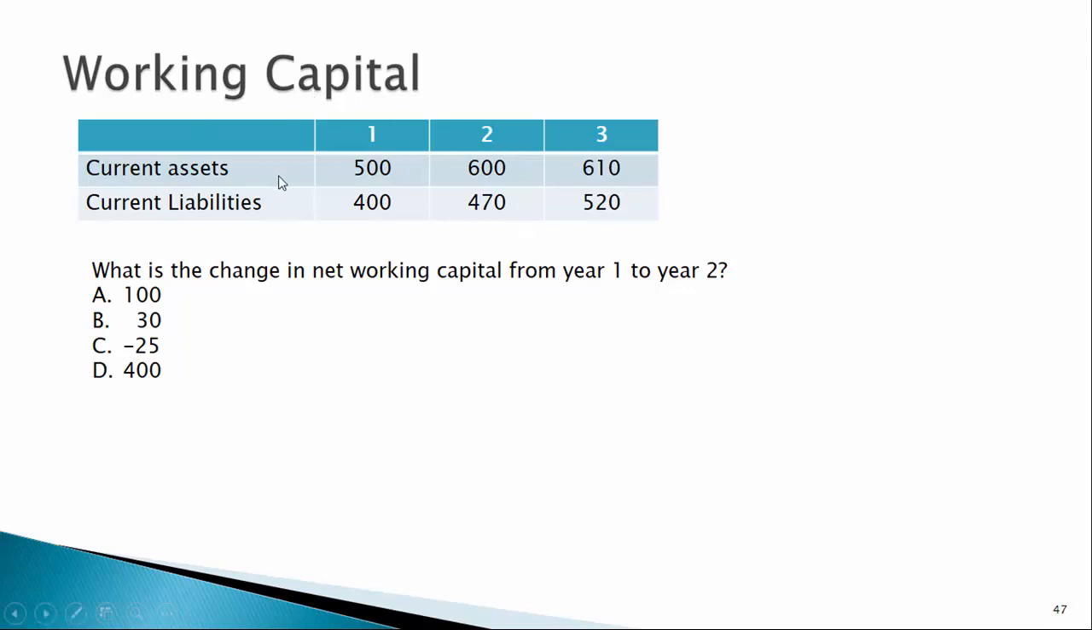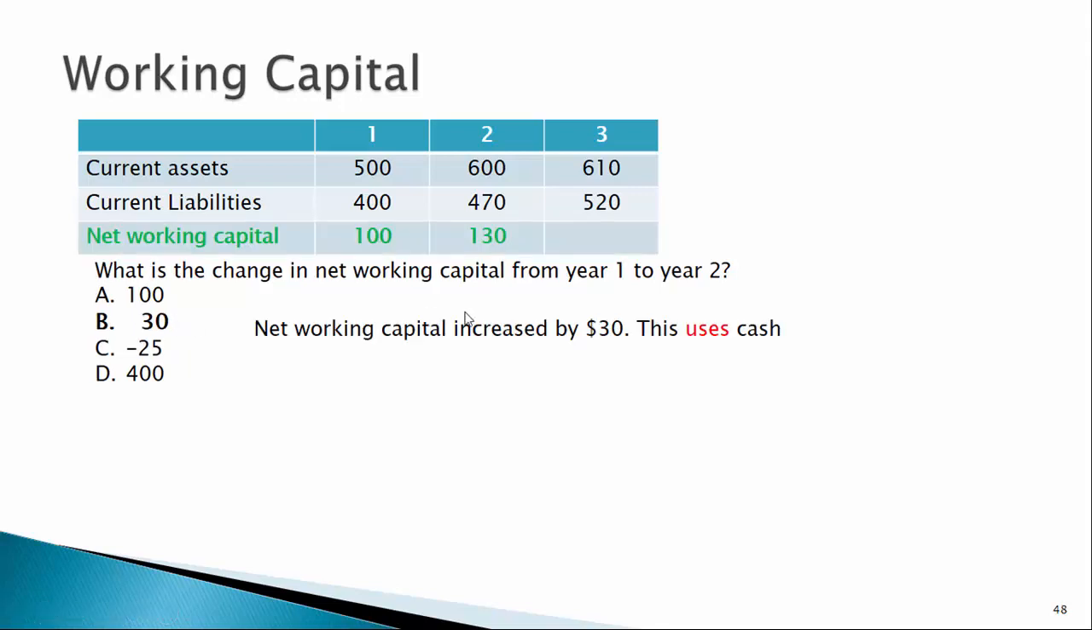So the change in net working capital from year 1 to year 2, well, I take the value in year 2, $130, minus the value in year 1, $100. And that's a change of 30. So the answer here is B, right? My change in net working capital. All right, net working capital increased by $30. And by the way, this uses cash.